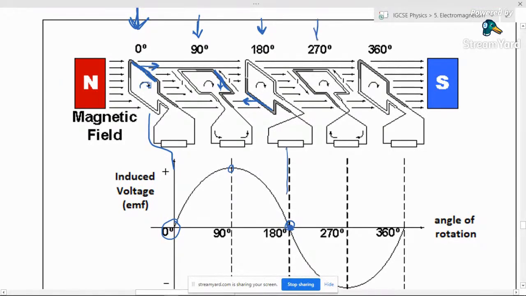And then let's look 90 degrees later. So now, again, we're following this gray side of the wire. At this instant, this gray side of the wire is moving upwards. This gray side is moving up, which means it's cutting through all of these field lines.